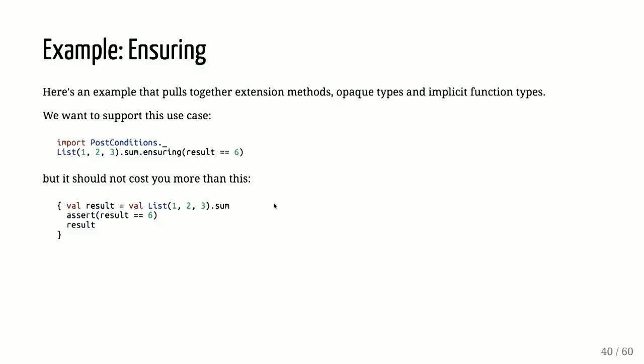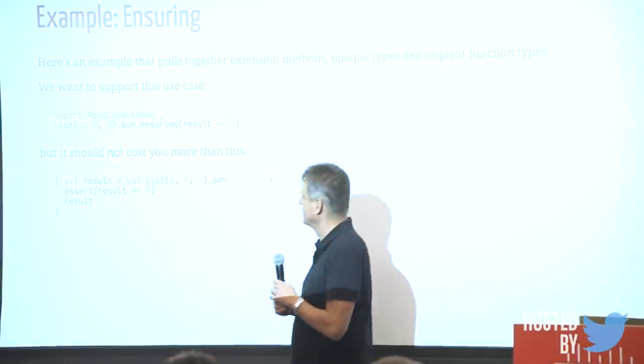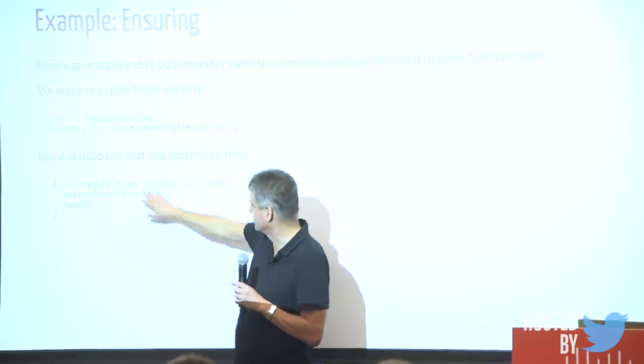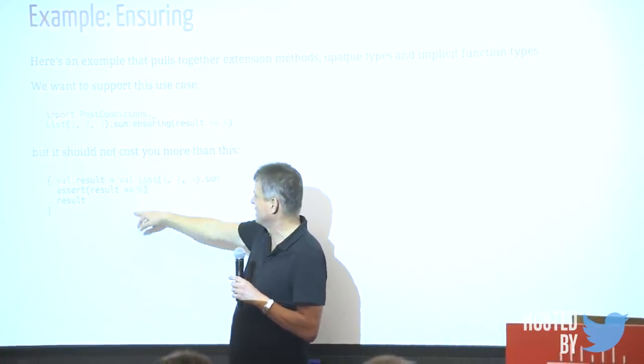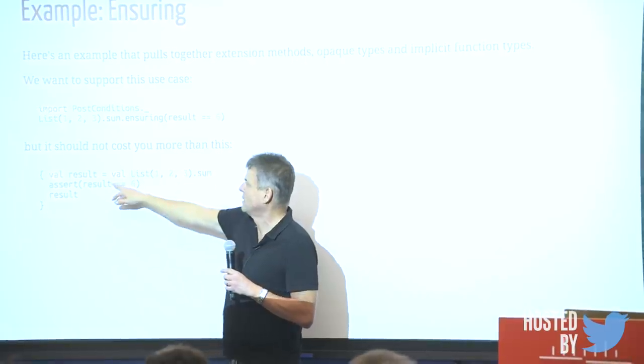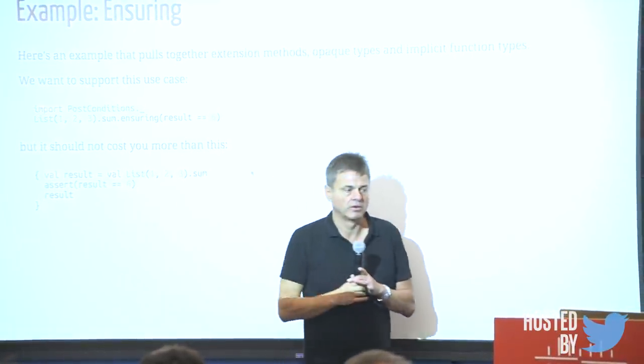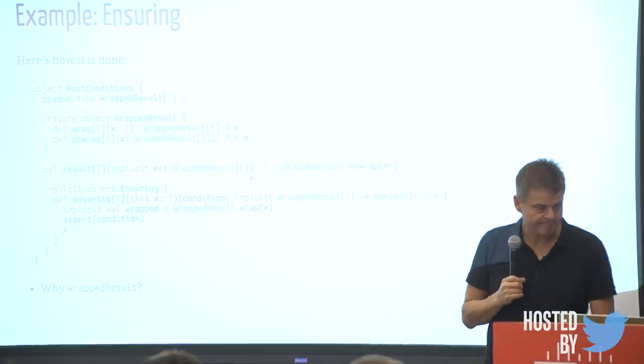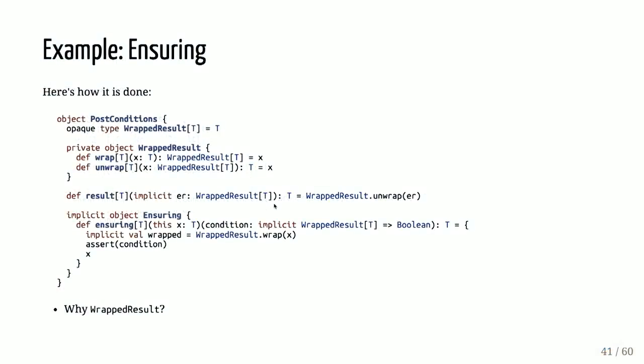Only right now you don't use it like this, because you can't talk about the result like this. You'd have to pass a lambda which says result => result == 6. And that's kind of annoying, right? I mean, you should be able to say that in an ensuring, result means the result of the function. Can we somehow wire things up so that this works? And furthermore, I want to wire things up so that this works at basically no cost. This should not cost more than just taking the result, having a single assert, and returning the result in three statements.